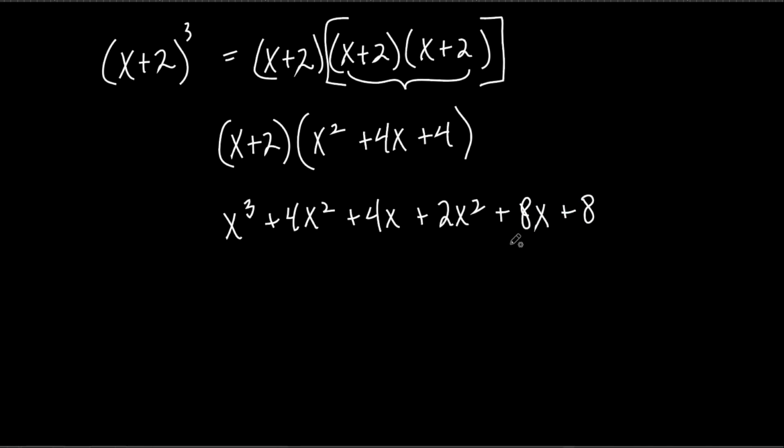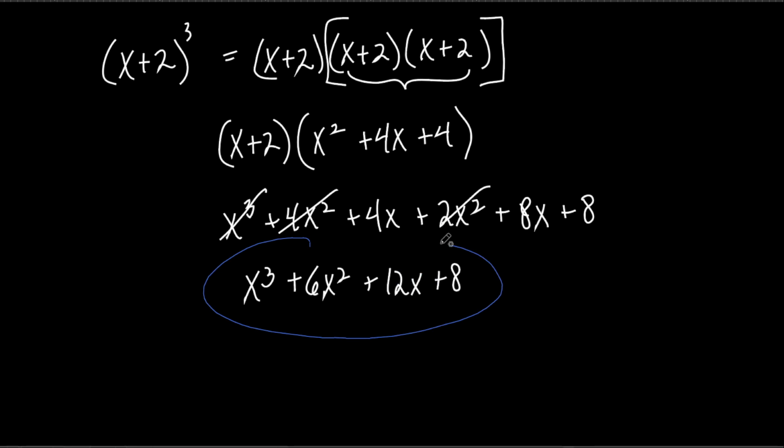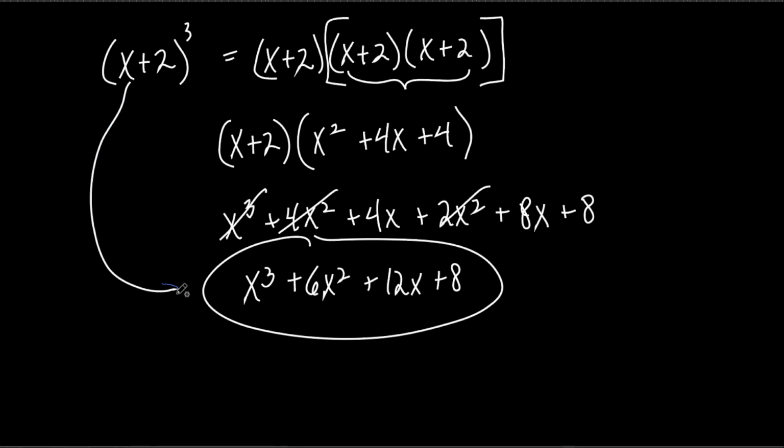We're not done. What do we have to do? Add like terms. Any other x cubes? Nope. Any x squared? Yep. 4x squared plus 2x squared is 6x squared. 4x plus 8x is 12x, plus 8. Wow. So this seemingly innocent little problem turned into that big old long answer right there. Okay? But that's how you do that kind of stuff. We okay with that? All right.